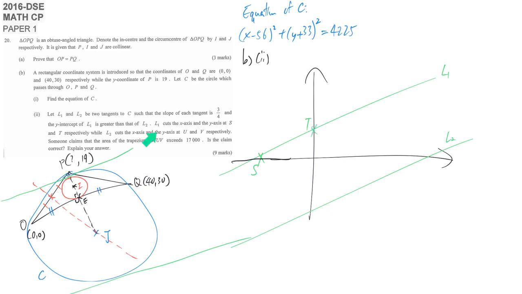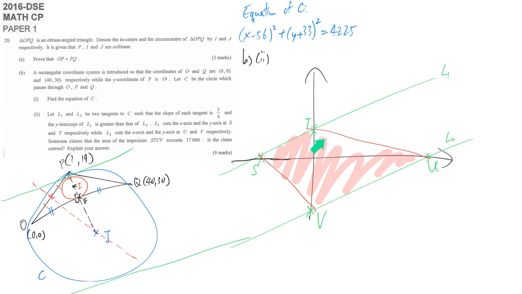And then L2 cuts the x-axis at point U, and also the y-axis at point V. What is asked is about the area of trapezium STUV. So we connect them. Talking about this area, it exceeds a certain amount. Is that claim correct?